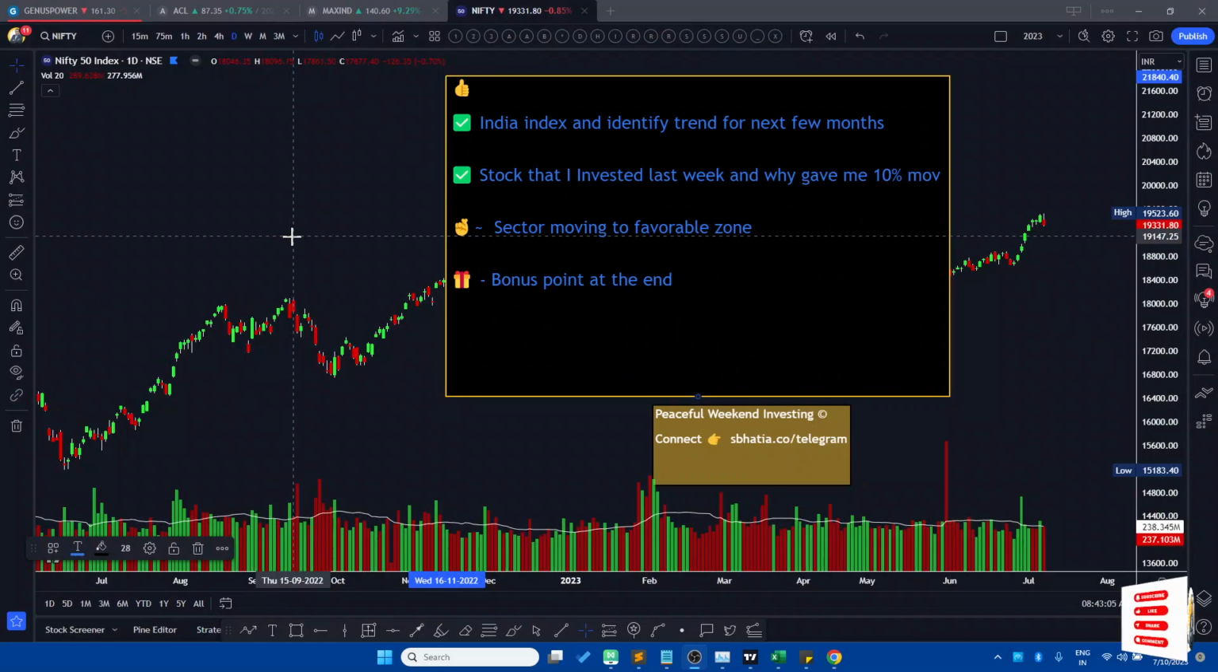So in this video, we're going to cover the India index and identify some of the trends in the next couple of months coming through from the index and the sectors. I'll show you one example of a stock which I invested in last week and have been adding to the position, and that stock went up 9% and gave a great move.